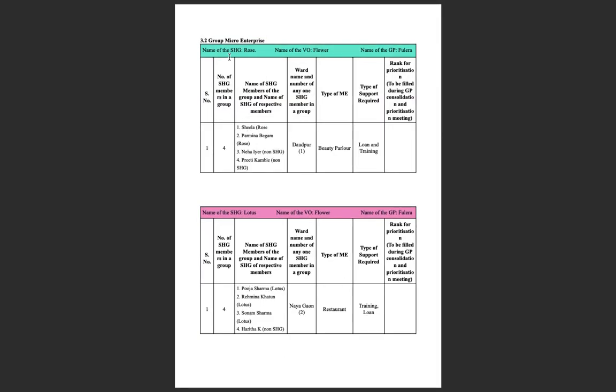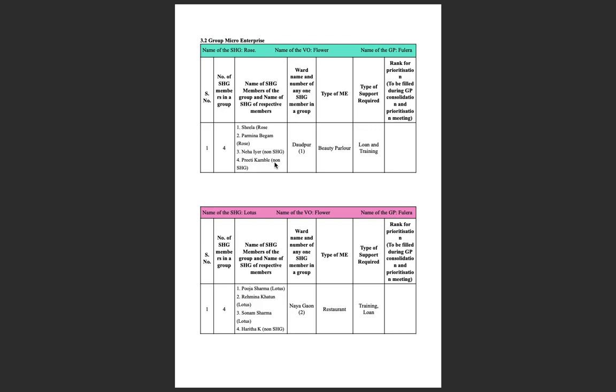For group micro enterprise, we will again take examples from Rose SHG and Lotus SHG. Here again, there are 7 columns. The number of SHG members who are in a group, which is 4. The name of SHG members and the name of SHG. So here Sheila from Rose, Parmeena Begum from Rose, Neha Iyer non-SHG, Preeti Kamble non-SHG.